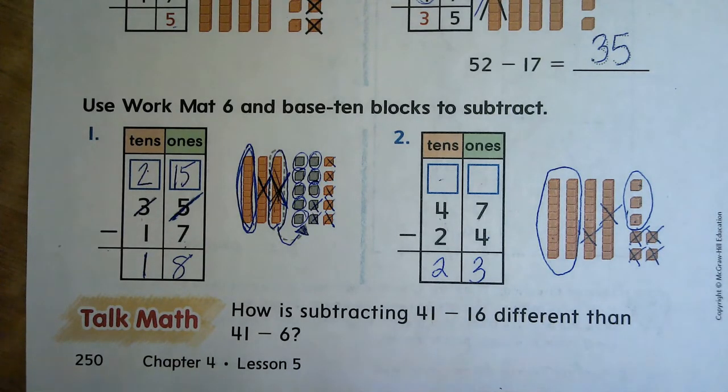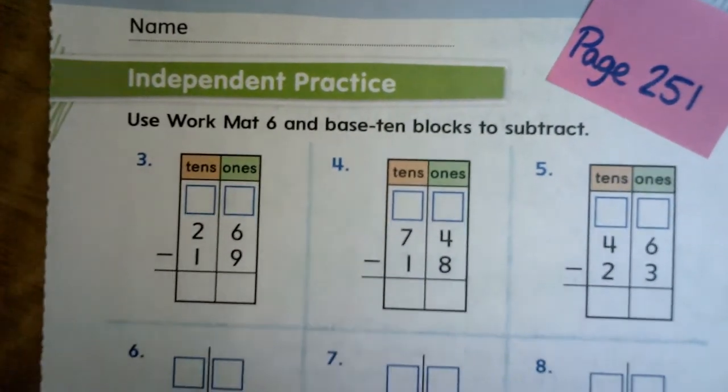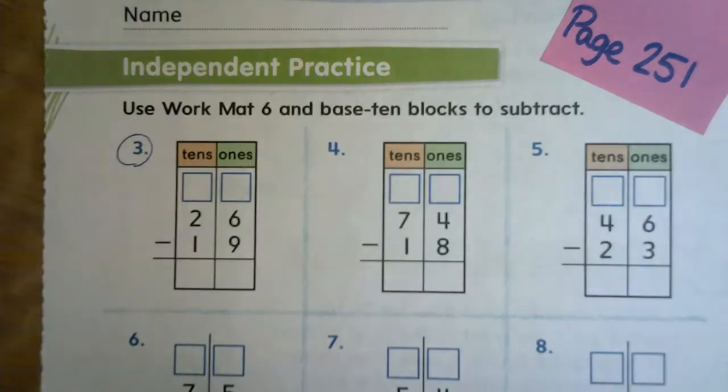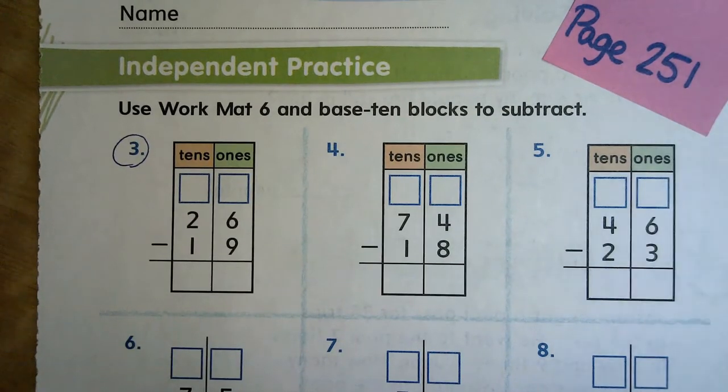Let's go ahead and turn to the next page. So this is page 251. Will you turn there with me? And I want you to go ahead and work on problem number 3 on your own. They don't give me any of those base 10 blocks, so you got to do this one on your own. If you've got base 10 blocks, you're welcome to use them. If you don't have base 10 blocks, you can draw a picture. But I want you to try number 3 on your own here on page 251, and then we'll go over that together. So pause your video and do that problem. We'll go over it together in just a moment.